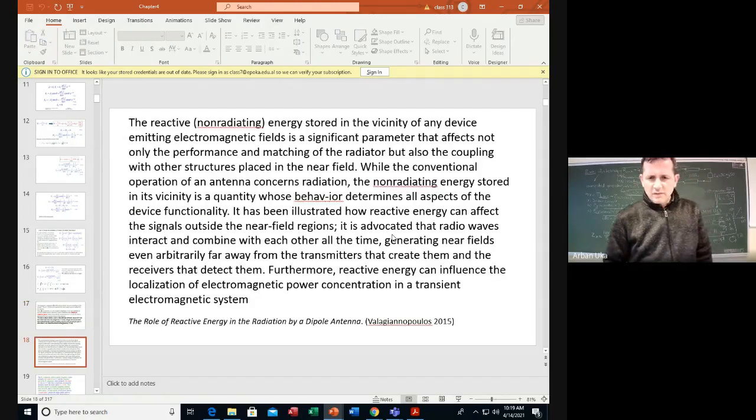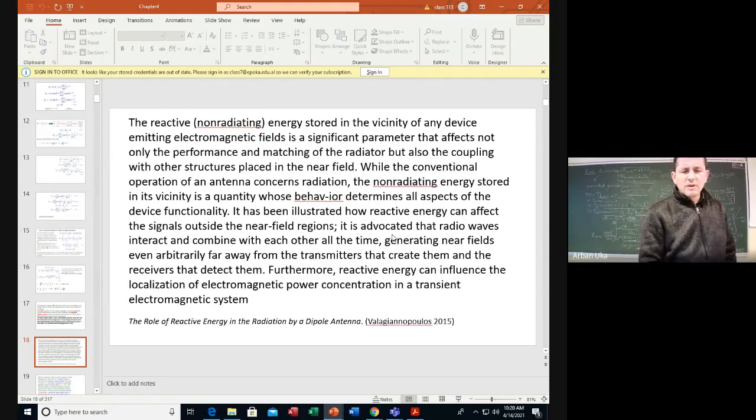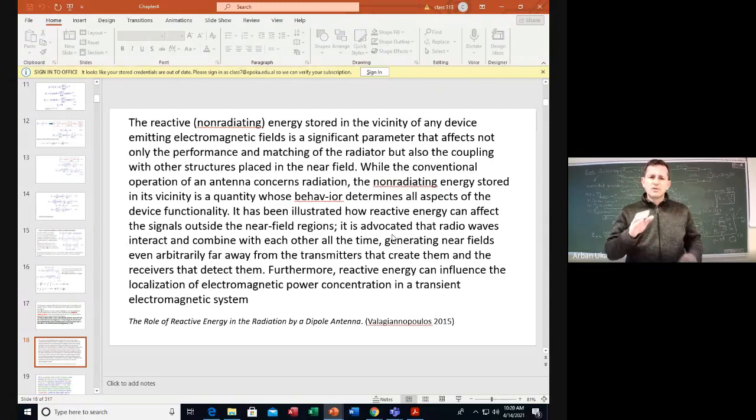Now, I just found this interesting. I took this paragraph from a nice paper which was published in 2015. It just reports that, in fact, we have the radiating energy emitted from an antenna, and we have also the reactive energy. The reactive energy is this complex part, which is coming because of the W theta, the power density in the direction of theta. This reactive one is stored very much in the proximity of the antenna itself.